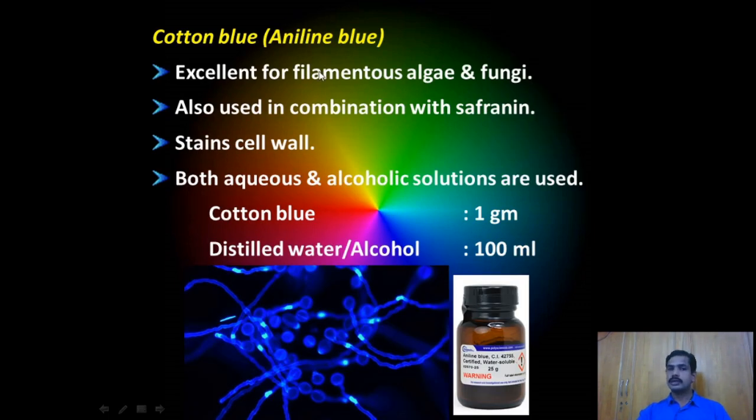Then cotton blue, very important in fungal preparations, a commonly used stain in fungal preparations, cotton blue or aniline blue. It is excellent for filamentous algae and fungi. It is also used in combination with safranin. It stains cell wall. Both aqueous and alcoholic solutions are prepared. 1 gram of cotton blue dye is dissolved in 100 ml of distilled water for aqueous solutions and 100 ml alcohol for alcoholic solutions.